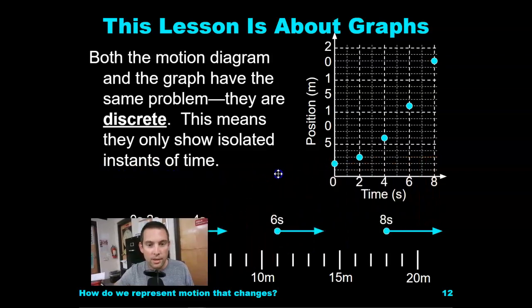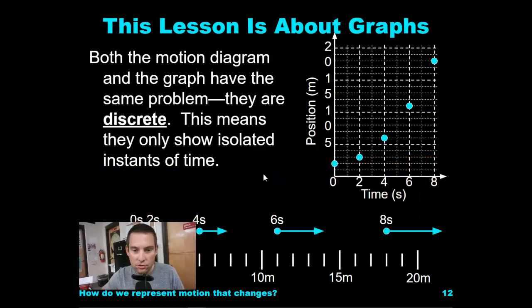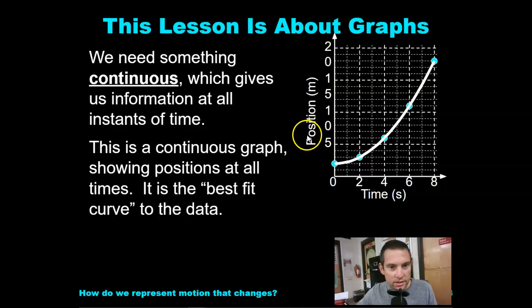The motion diagram and the graph have the same problem. They are discrete. That means they only show isolated instants of time. This word discrete just means separated. So we don't need discrete, we need something continuous, which gives us all the information at all instants of time.